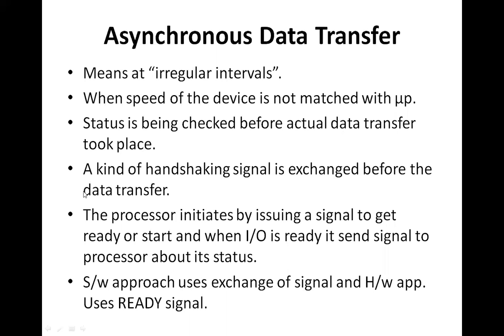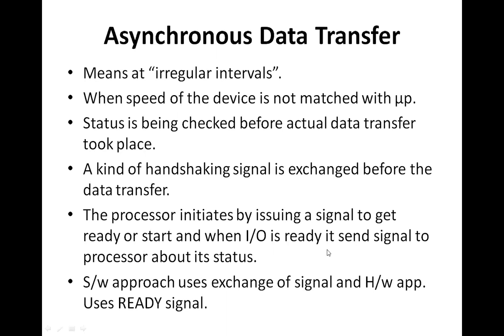So a kind of handshaking signal is exchanged before the data transfer, meaning whenever the CPU wants to communicate with the device which is slower, it will always send a signal. And when the device is ready, it will send a ready signal. In this way, it checks the status, and once the status is ready, the device will be exchanging the signal. This is called the handshaking of the signal, because handshaking requires two hands to come together. So once the status is checked by the processor, which sends a status checking signal to the device, and once the device is ready, it sends a signal giving the information that it is ready now. So there is a process by which handshaking is done, and only then does the transfer take place. In this data transfer scheme, the processor is going to initiate by issuing a signal to get the ready or the start.